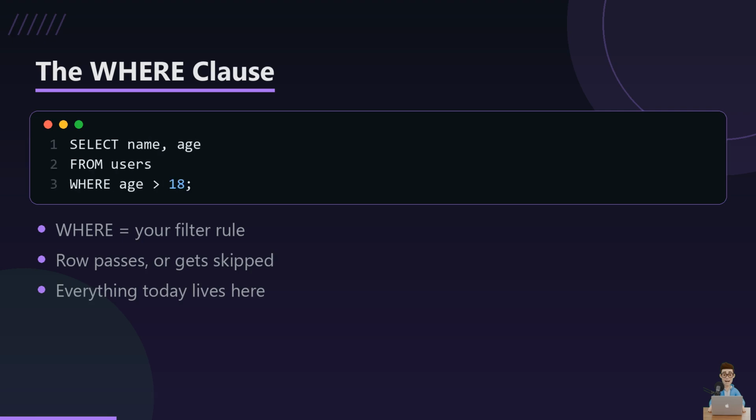Every filter starts with one word: WHERE. Think of WHERE as a bouncer at the door checking each row against a rule. If the row's answer is true, it walks in. If it's false, it's turned away. Here the rule is age greater than 18, so only adults make it into the results.